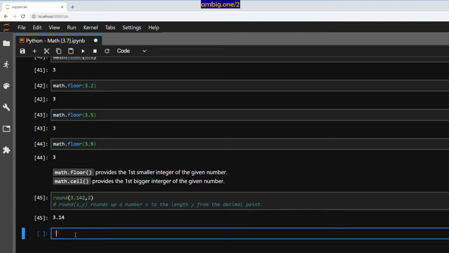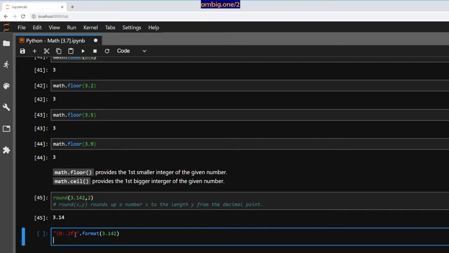Then there is another similar one, but not exactly used in mathematics. Point 2f, right, dot format, 3.142, same as above, where it returns a string. So what I'm basically telling Python is, I'm going to give you some number, so after the point, format it to two positions. So two format, right? That's what it means.